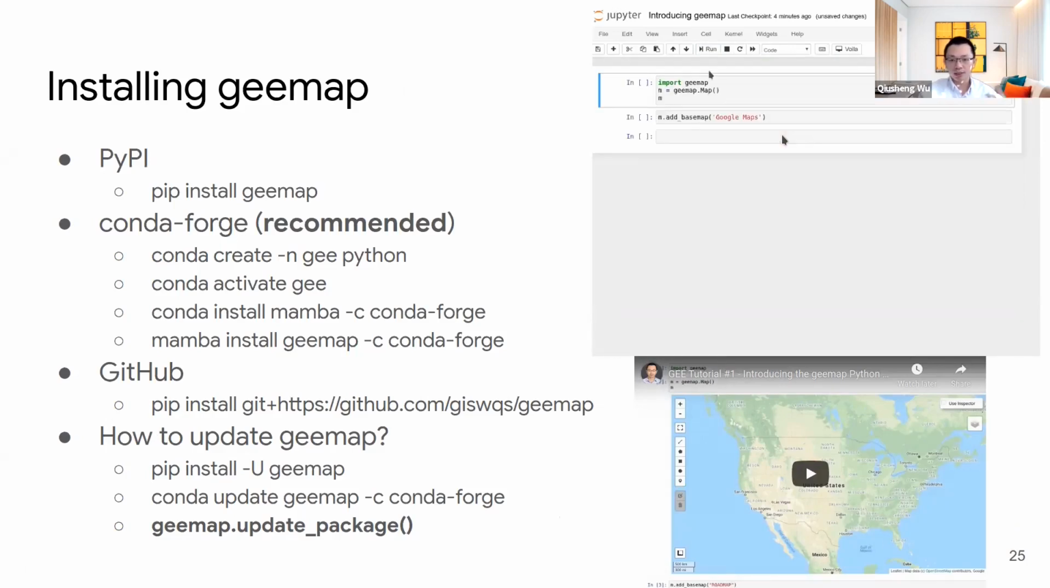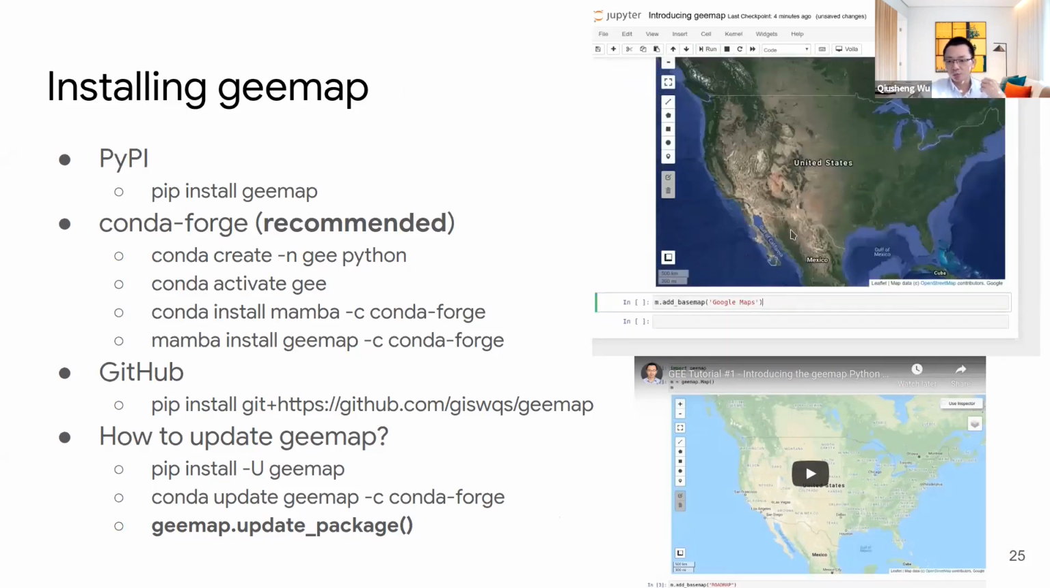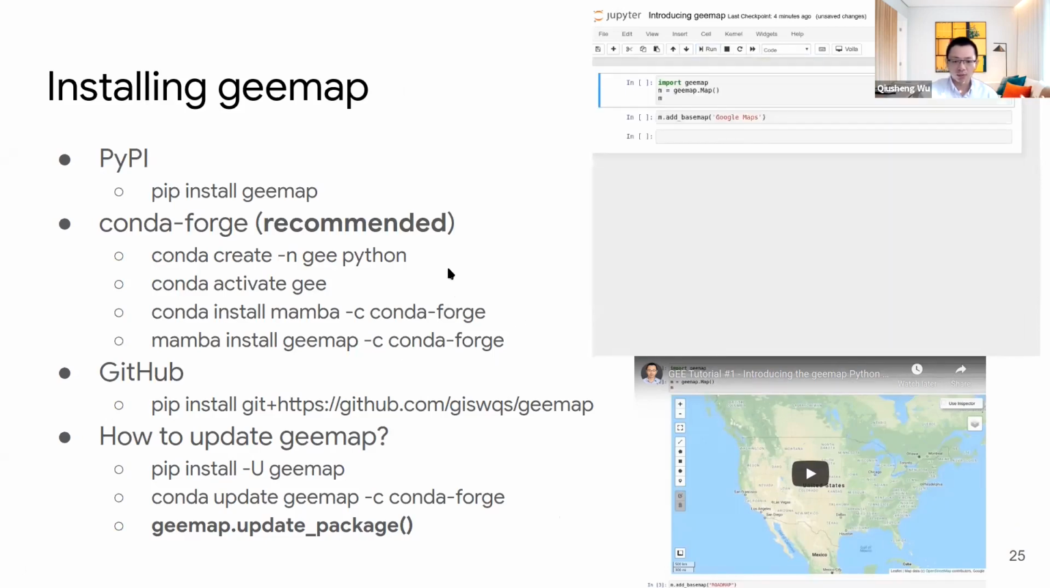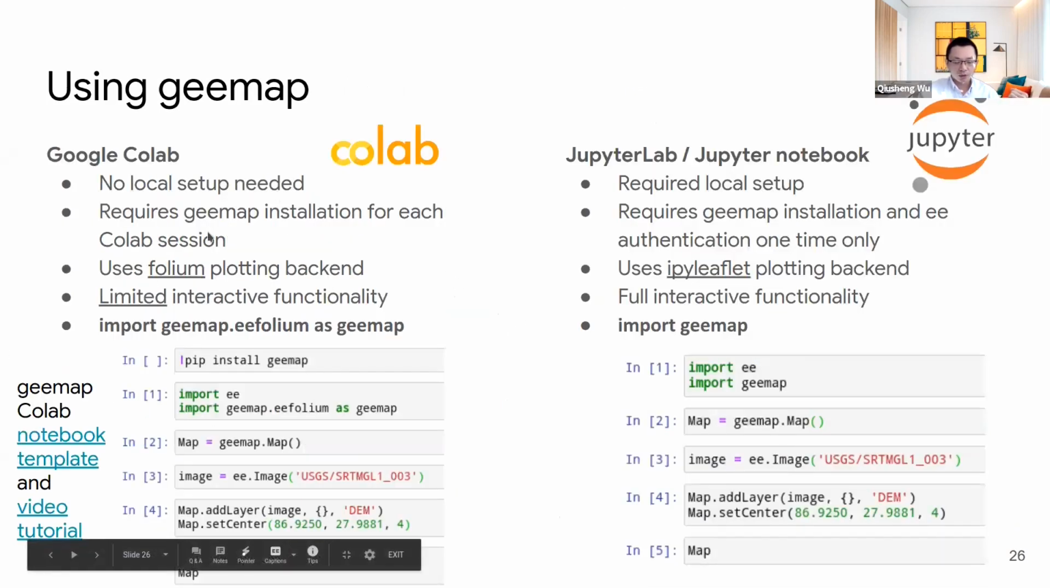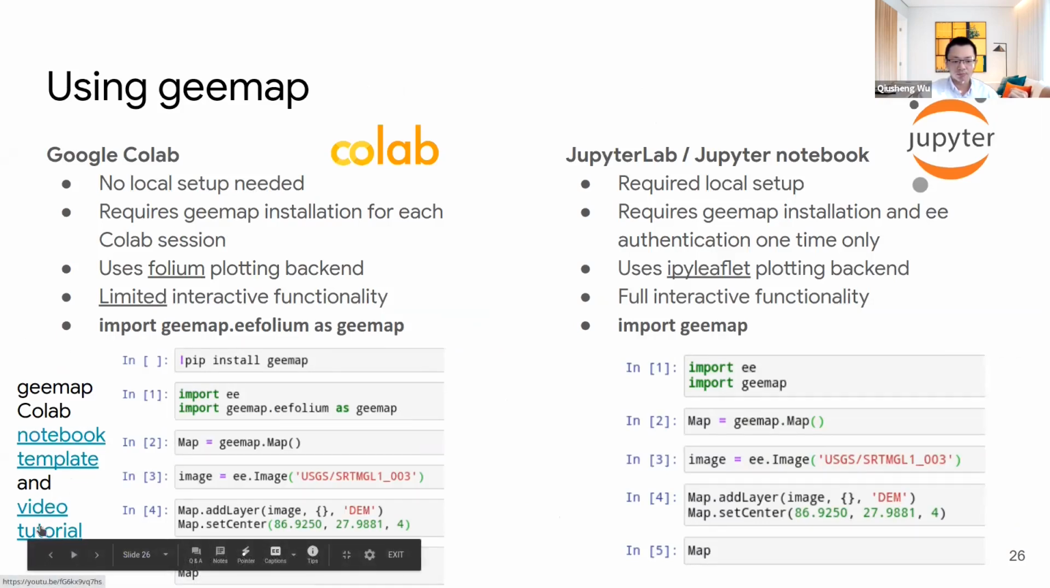And you can easily create interactive maps. You can see from the source code here, with just a few lines of code, you can create a map like this, and then you can interact. You can zoom in, zoom out, search for a location, and load data sets very easily. I also provide a lot of examples. If you use Google Colab, you can click the link here on the left side, the notebook template. You can also look at my video.